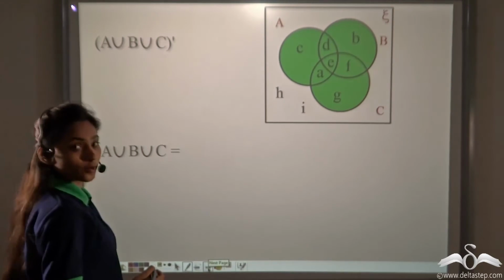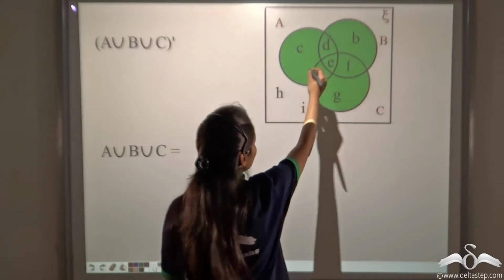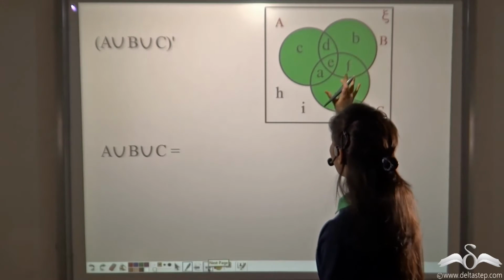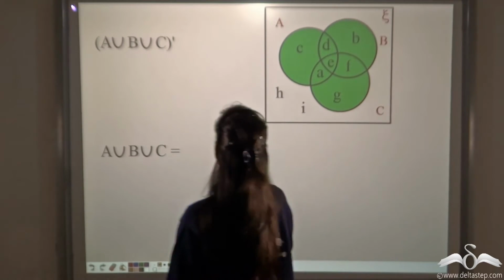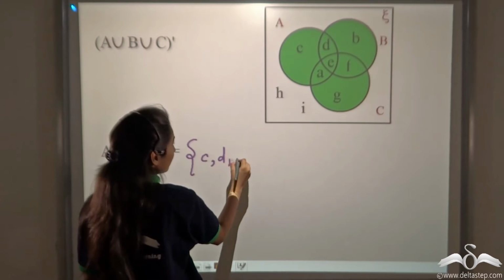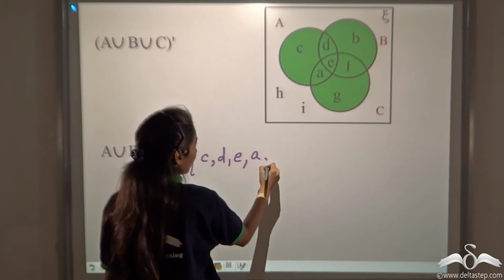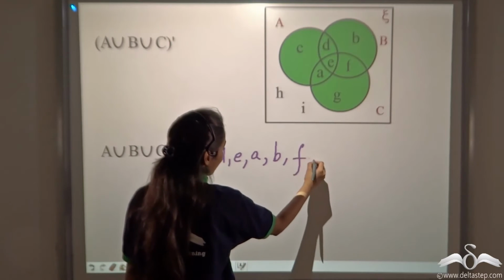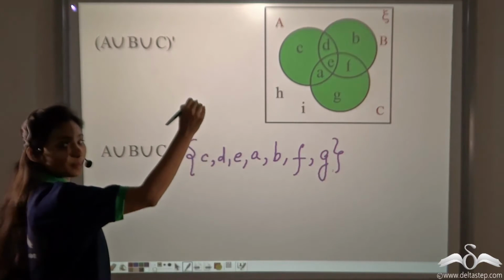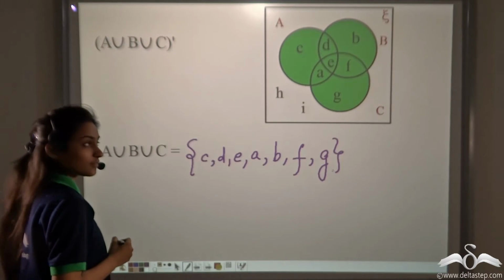What is A union B union C here? You can see this shaded portion. Elements of A, elements of B and elements of C. Let's write it. C, D, E, A, B, F and G. This gives us the elements of A, B and C written together distinctively.